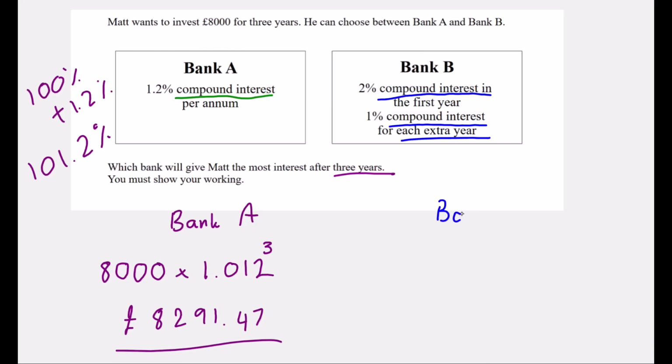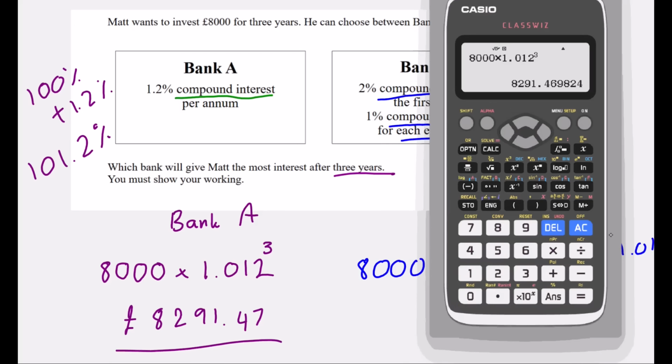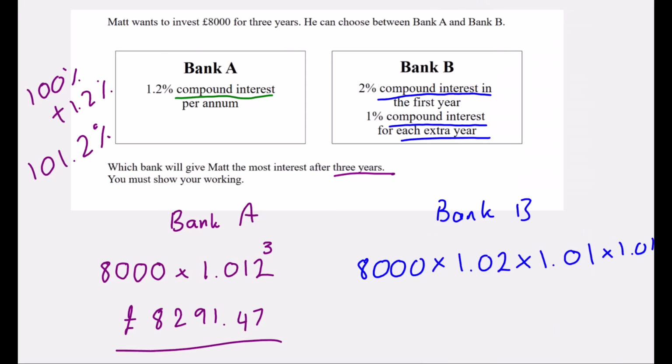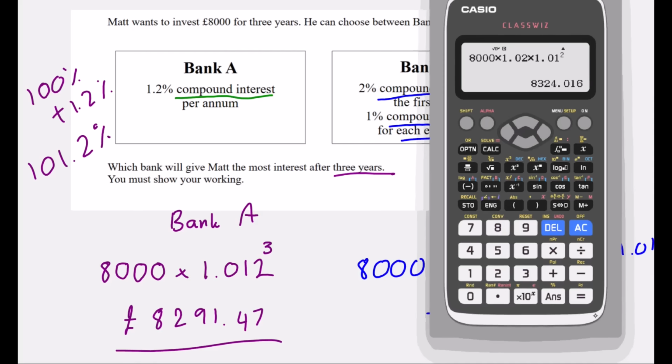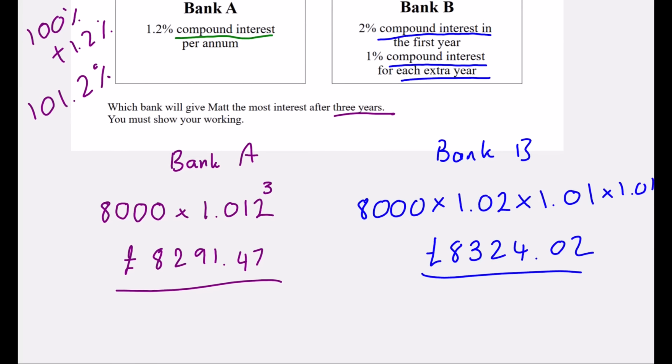And for Bank B, we get 2% in the first year. So we can do that by multiplying by 1.02. And then for each extra year, multiply by 1.01. So I could write times 1.01 times 1.01, or I'll do it in the calculator, times 1.01 squared. And we get £8,324 and 2p. So which gives us more money? Which is bigger? Bank B.